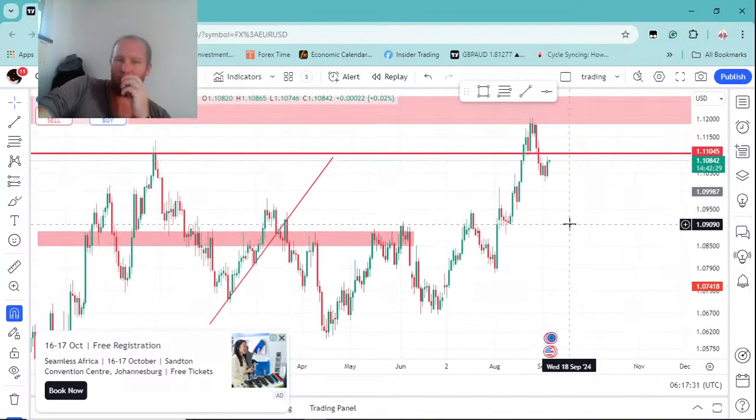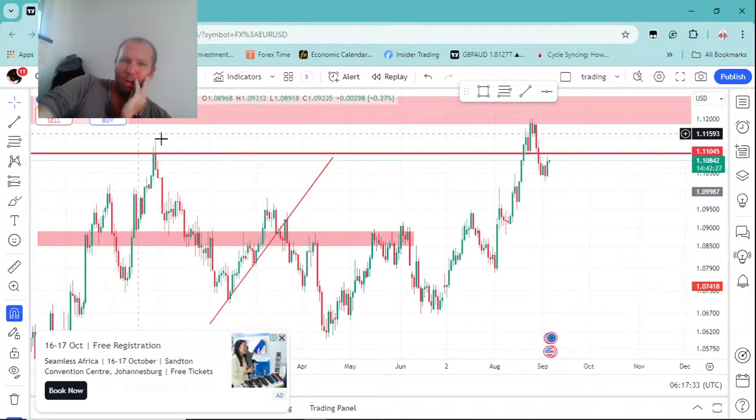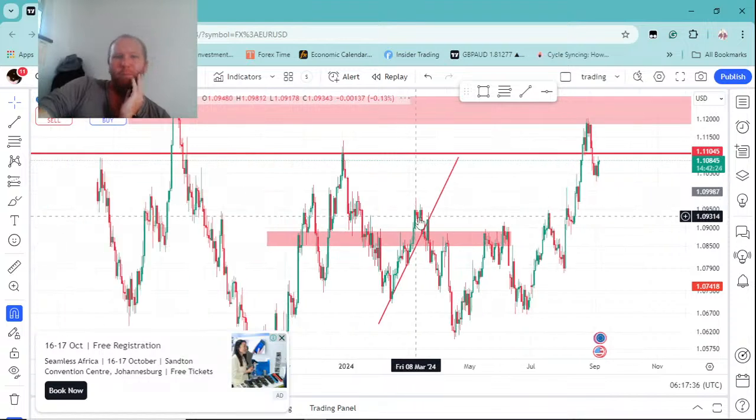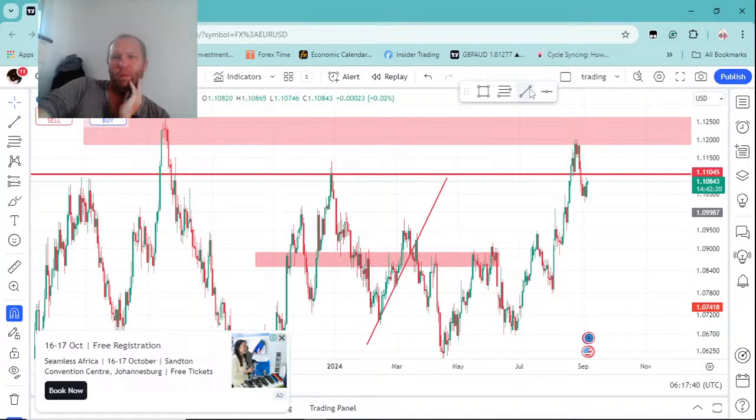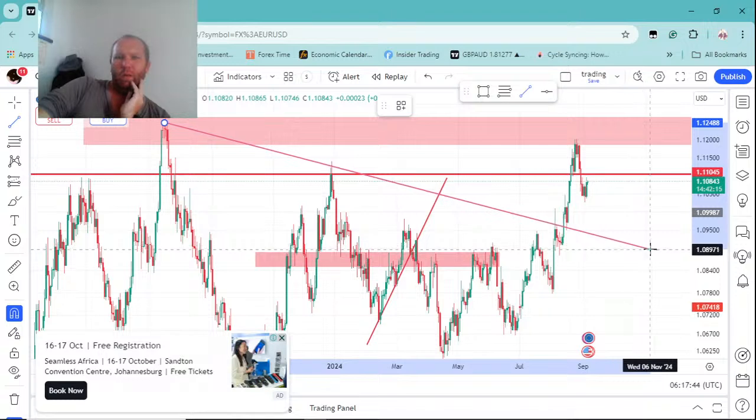Now, a lot of people think, Winston, but the Euro USD is close to a trend line. If you look at this trend line over here, I just want to show you guys this trend line.